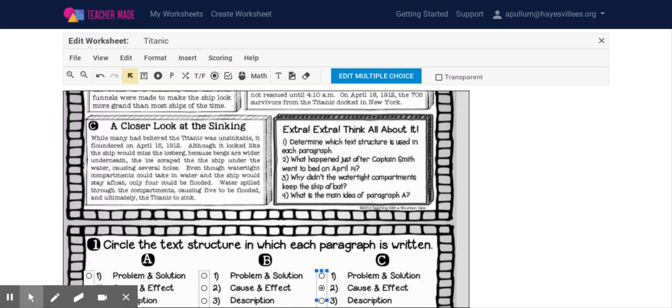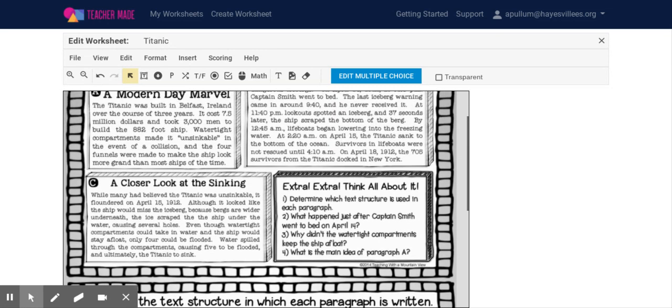Number 3, why didn't the watertight compartments keep the ship afloat? A sample sentence could be, the watertight compartments did not keep the Titanic afloat because 5 of the compartments flooded. Only 4 could flood and still keep the ship afloat. And we would find those facts right in here at the closer look at the sinking. That would be a sample sentence of a good answer. Number 4, what is the main idea of paragraph A? Main idea of paragraph A is to describe the Titanic, the unsinkable ship.